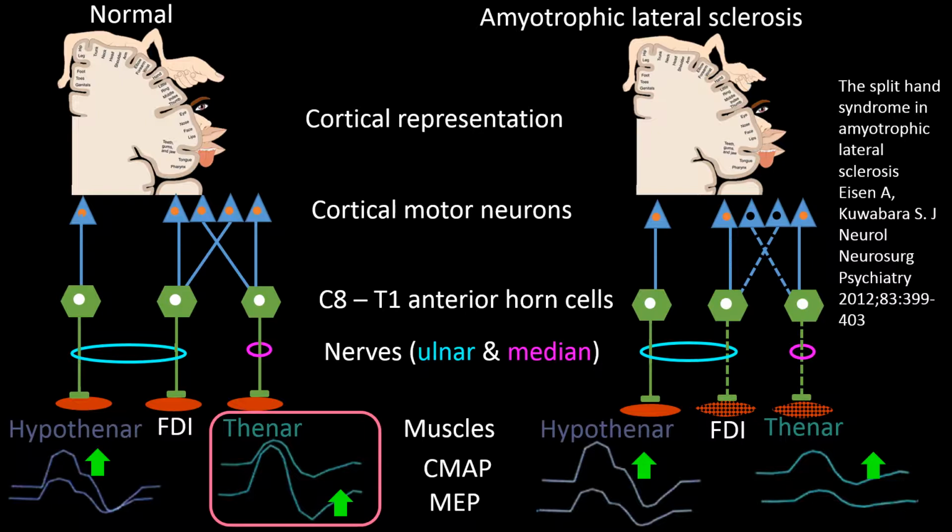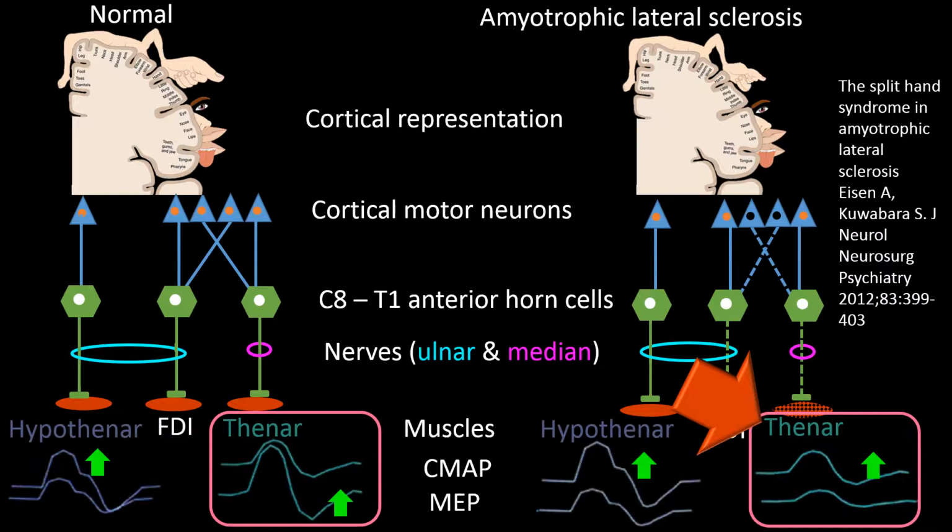Compare the thenar eminence recording in the normal individual, which I have enclosed in a pink square, to the potential obtained in the patient with amyotrophic lateral sclerosis, which I also have enclosed in a pink square. As you can see, in the normal individual, the thenar cortical potential is larger than the peripheral generated potential. Whereas in patients with amyotrophic lateral sclerosis, it is the opposite. The peripheral triggered potential is larger than the cortical triggered potential.